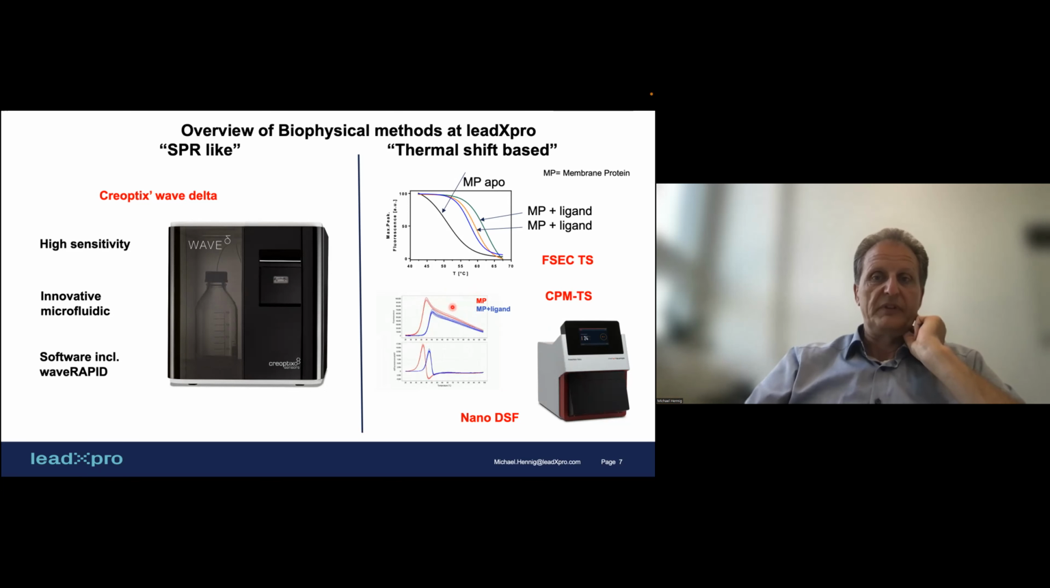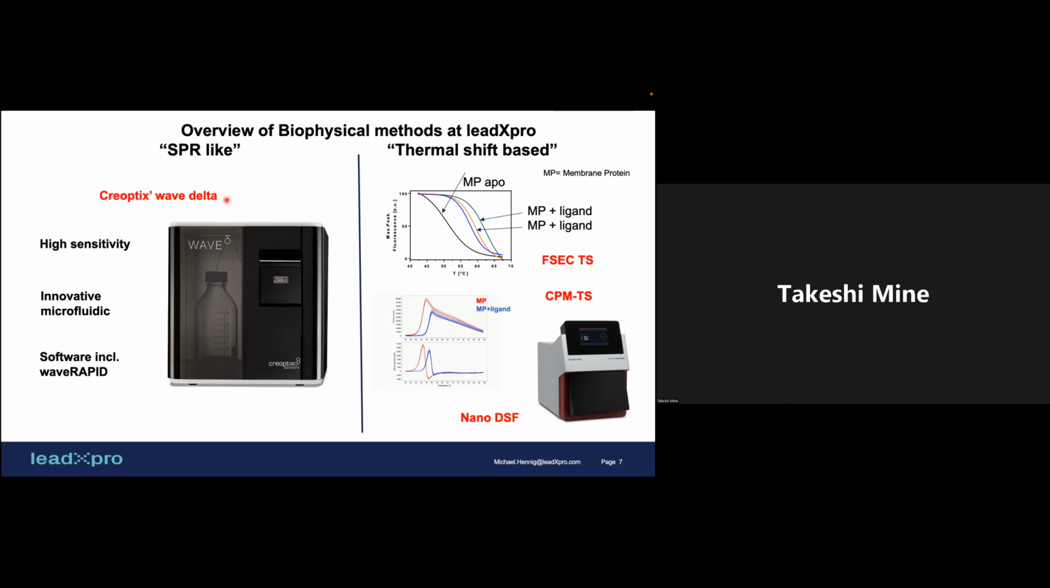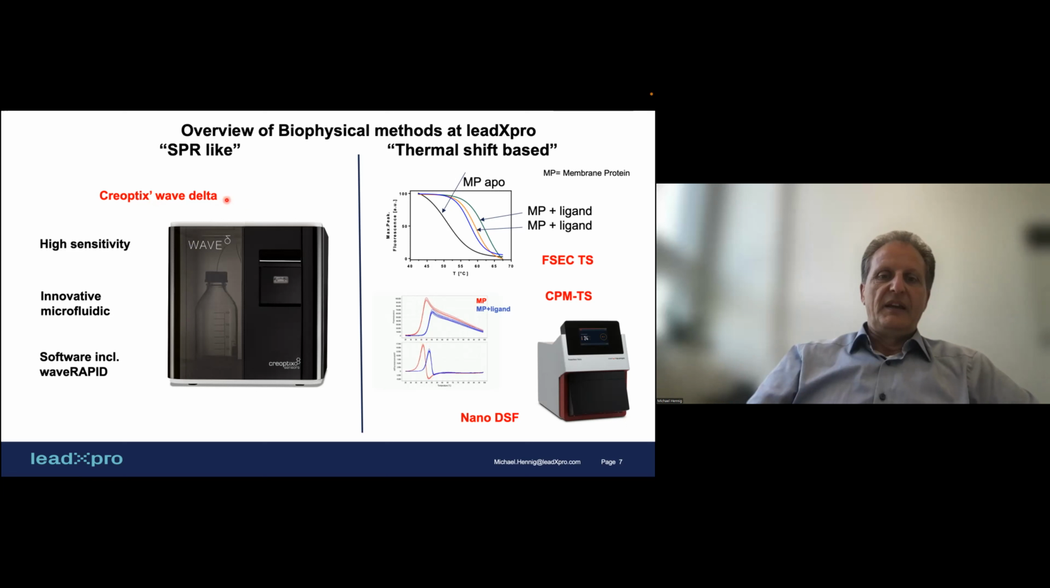This is very important. We can do it with a second method, and this is a so-called Cryo-Optics wave delta method. It's an SPR-like method where you immobilize your protein and then measure the on-off rates and the binding kinetics of your small molecule ligand, for example. And this is, of course, very important to also prioritize ligands for later structure research.